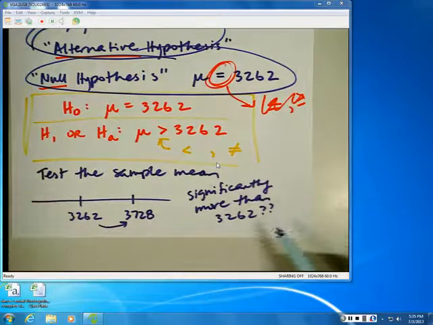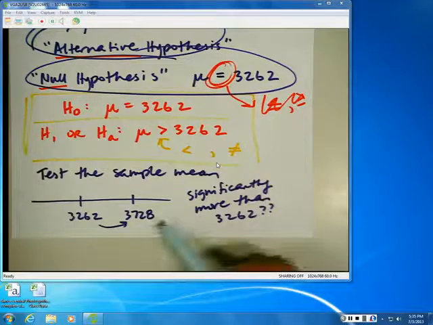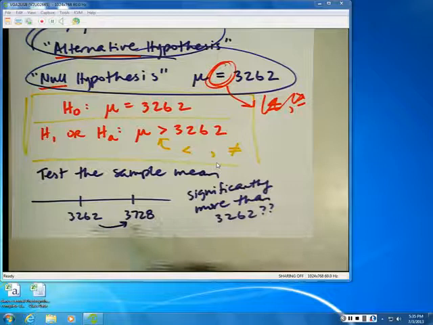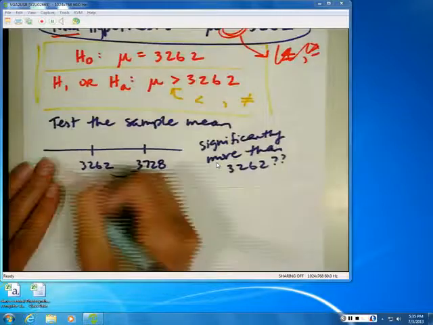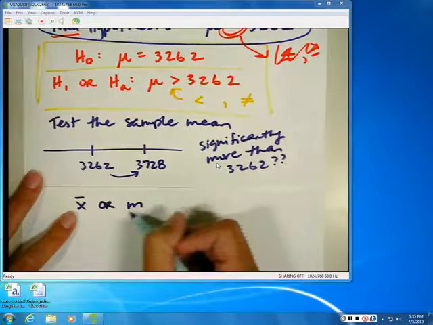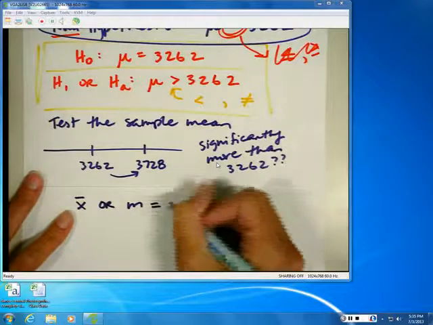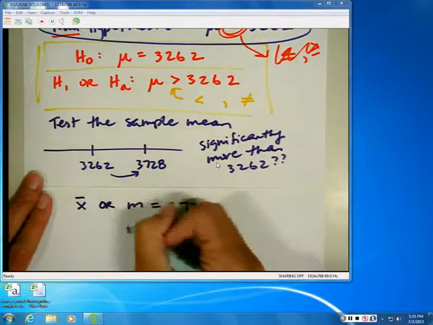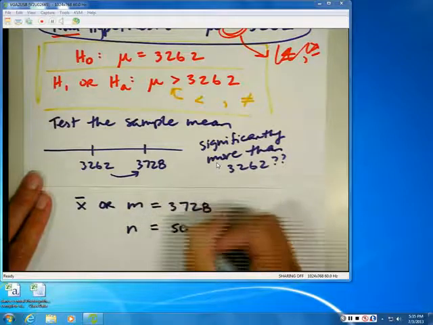Let's see, we surveyed 50 people. Maybe we surveyed 50 students that have really expensive textbooks. Science majors, pre-med, they tend to have very, very expensive textbooks. So we want to make sure that we're not just greater than that, but that we are significantly greater. But we go ahead and we state our sample mean using an x bar, or you could use m. X bar is generic, m is specifically sample mean. That's going to be the 3728 from that group of 50 students, which gets us to our sample size. So n is equal to 50.